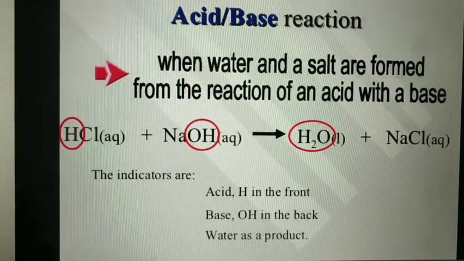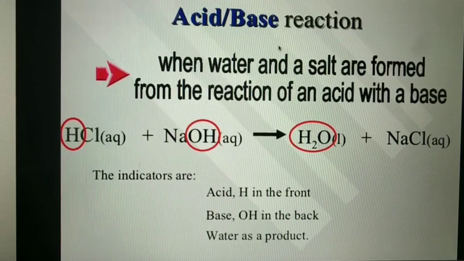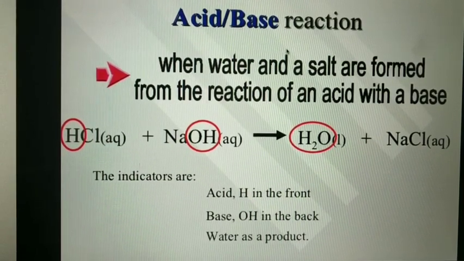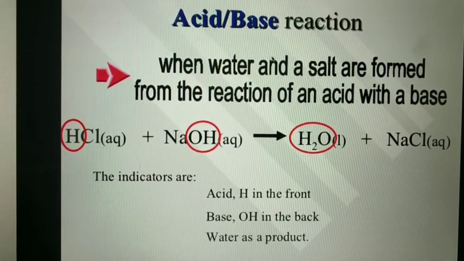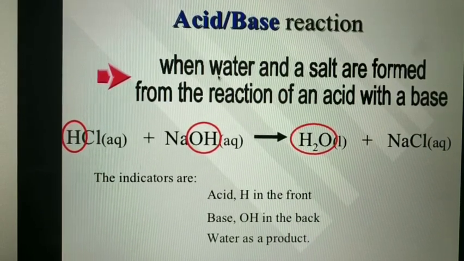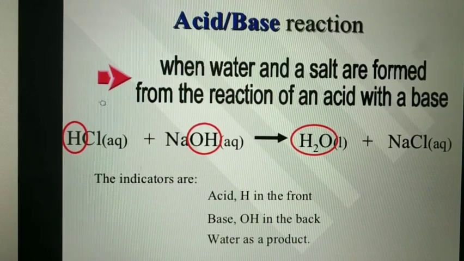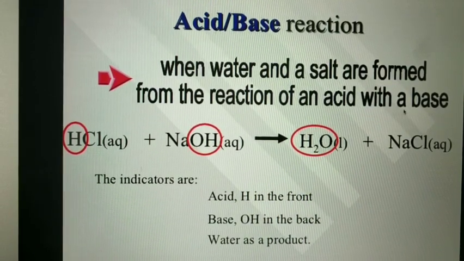Now next you see the acid base reaction, or neutralization reaction also. Neutralization means what? Neutral means not positive, not negative. It is neutral. Water and salt are formed from the reaction of an acid and a base.